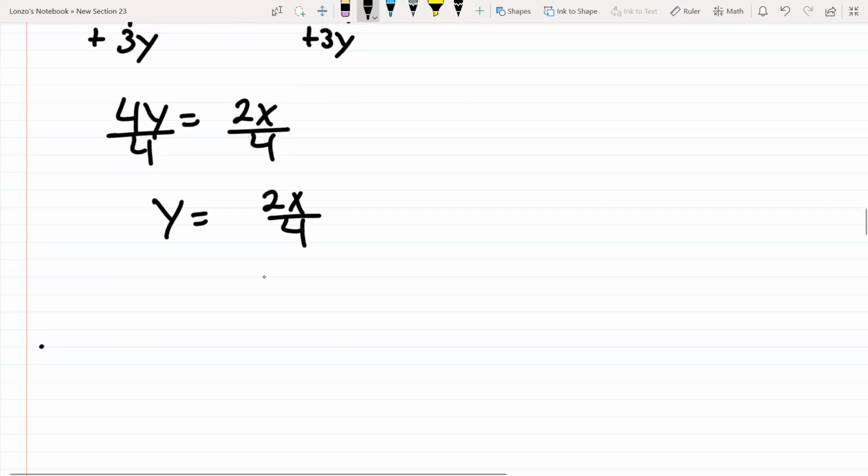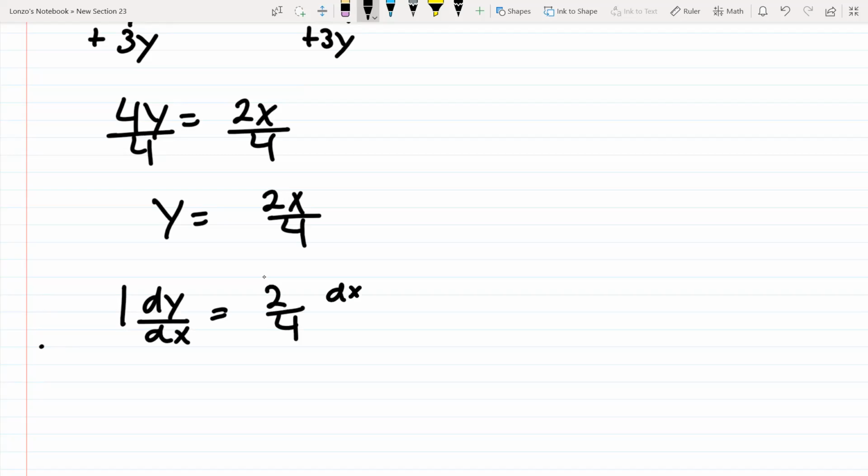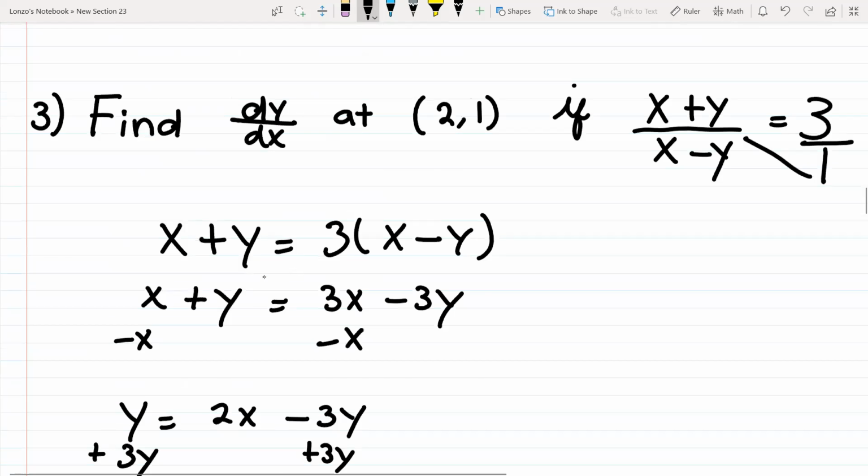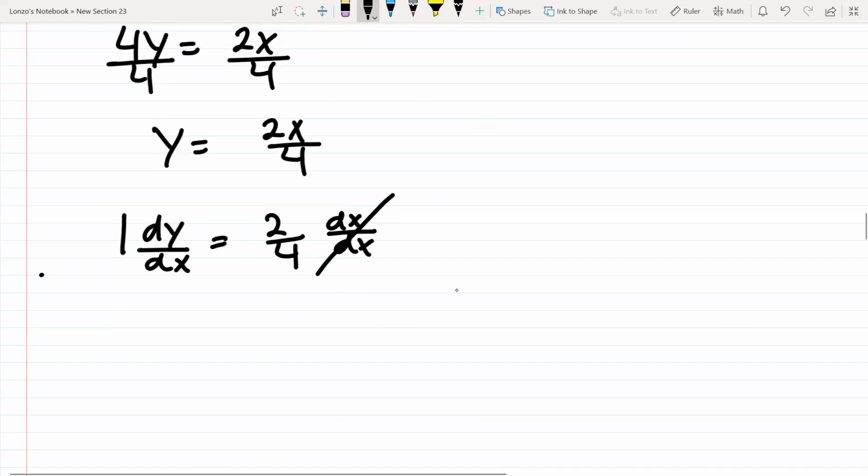Then take the derivative implicitly. The derivative on the left side would be 1 dy dx. And then the derivative of 2/4 x with respect to x would be 2/4 dx over dx, which really just cancels. And then, we didn't actually have to use the point. We didn't have to plug in the 2, 1 because remember a slope is a number, or a constant. So dy dx is going to be 2/4, which can be reduced by 2, which would be 1/2.